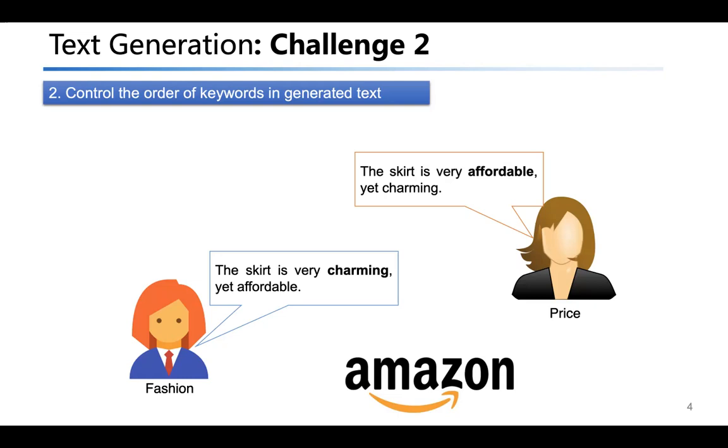For instance, if we want to recommend a skirt to our customers who prefer price, we can write, the skirt is very affordable yet charming. So we can put affordable first and charming second. However, if our customer prefers fashion, we can generate the text, the skirt is very charming yet affordable. So we can put charming first.